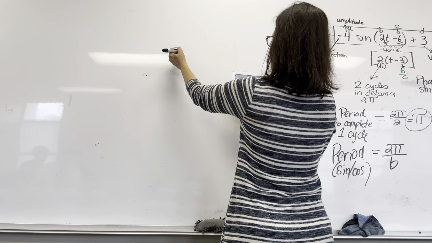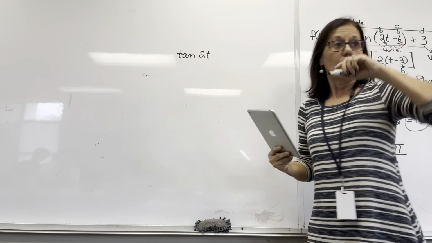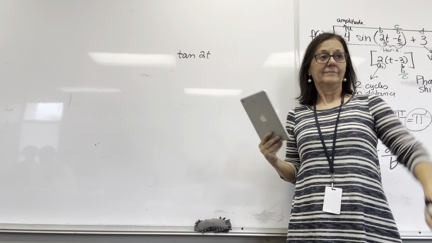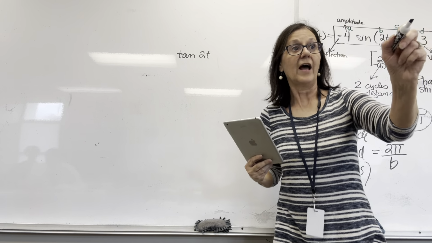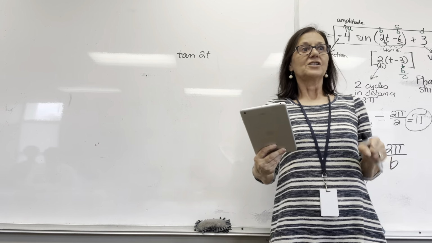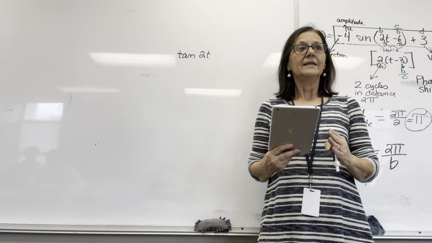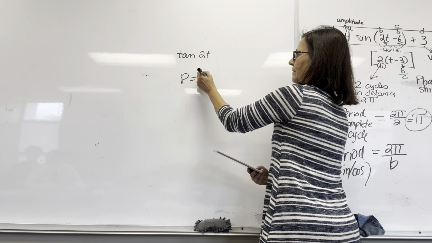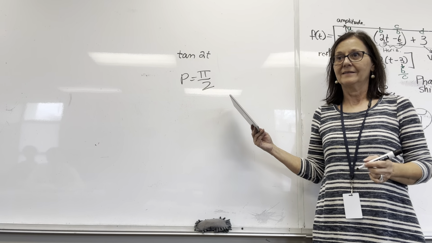All right, example two. The tan of 2t. What does that 2 tell me? It tells you the amount of cycles for 2 pi. Not 2 pi because it's a tan. Pi. So we're going to see 2 cycles in a distance of pi. But how long is it going to take to complete one cycle? Pi over 2. A half a pi. Yes.